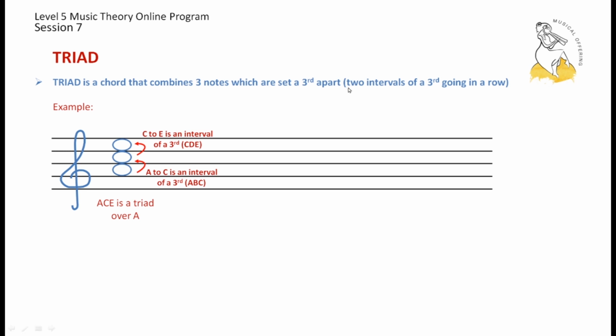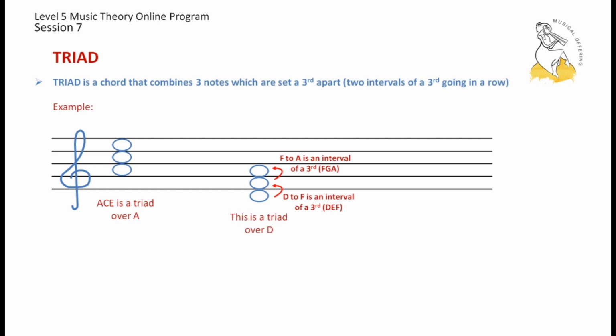It is made of two intervals of a third going in a row. Here is another triad, D, F, A. The interval from D up to F is a third, and F to A is another third. D, F, A is a triad above the note D.